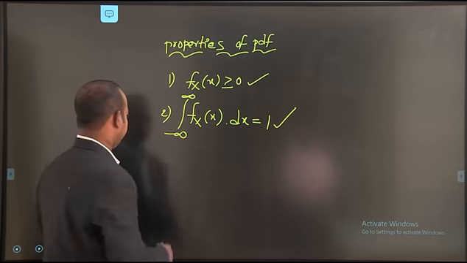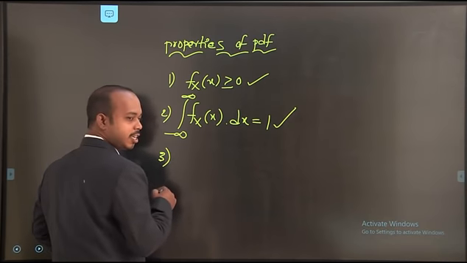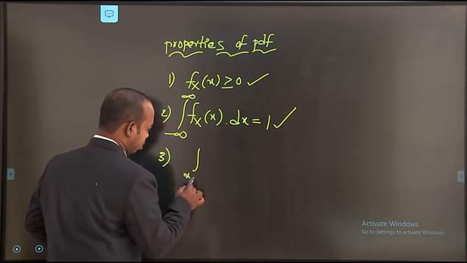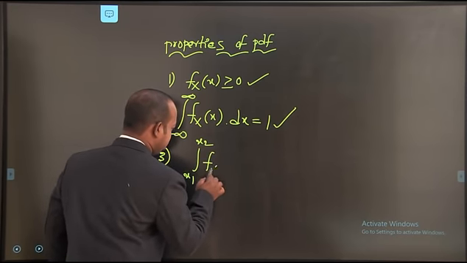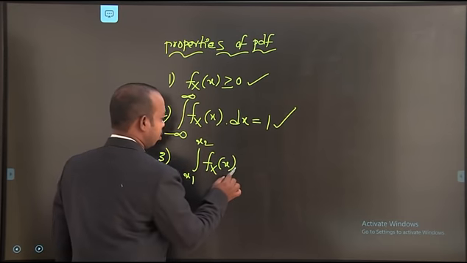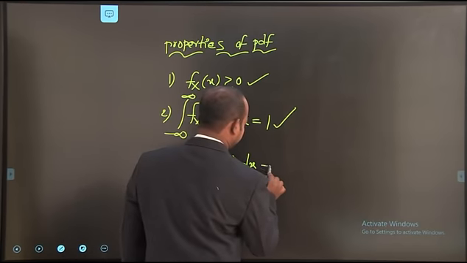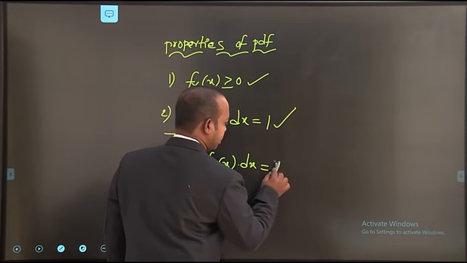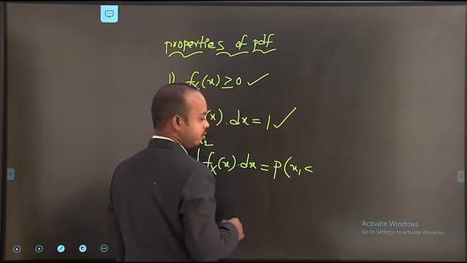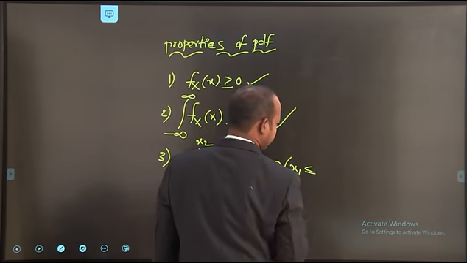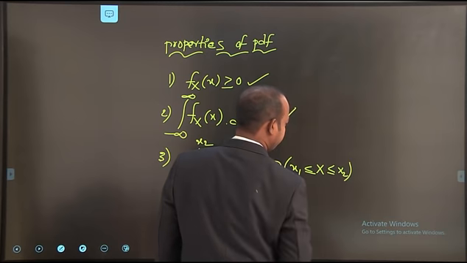The third property: we take two limits, x1 and x2. The integral of the density function fx of x dx from x1 to x2 is equal to the probability of x1 less than or equal to capital X less than or equal to x2.